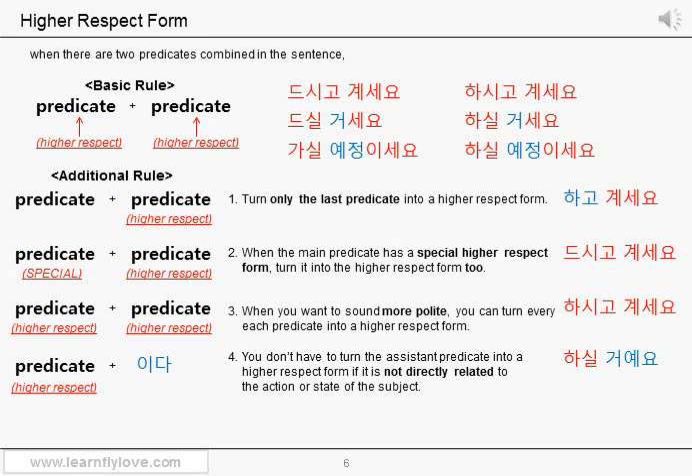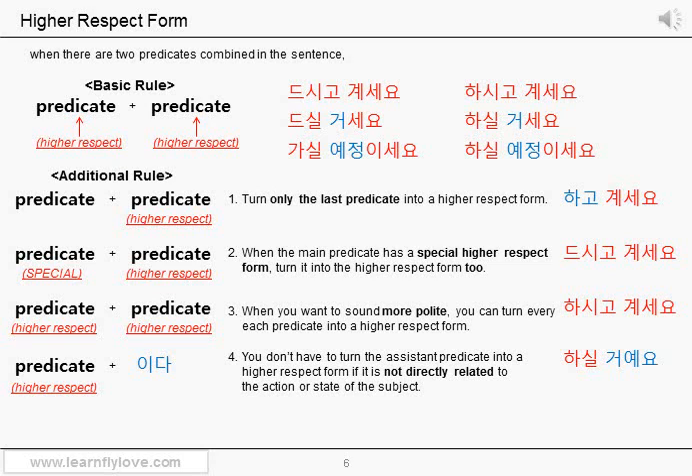하실 거예요. 하시다 is the higher respect form of the verb 하다, which means to do. 예요 is a predicate, but it is not actually a verb or adjective. It is a predicate particle. It is not the action or state of the subject. It's not even directly related to the subject's action, 하시다. It is just used as a grammatical element to indicate this is the thing which is going to happen in the future. So you don't have to turn it into a higher respect form.